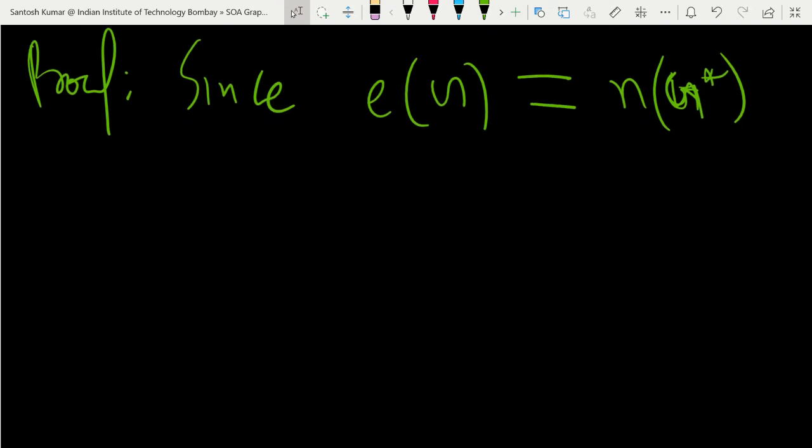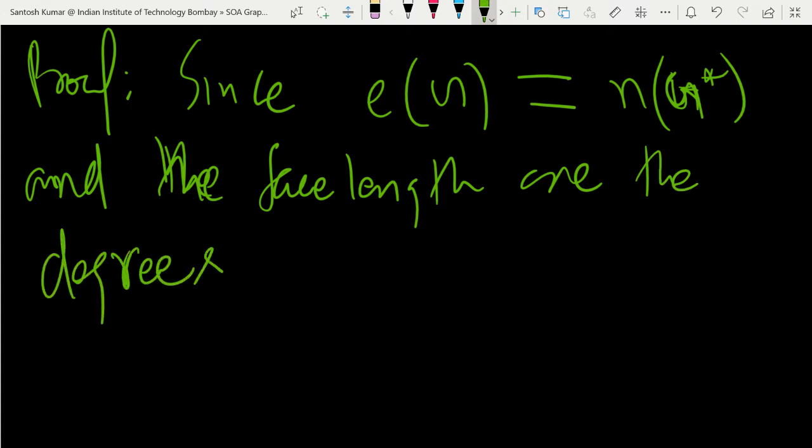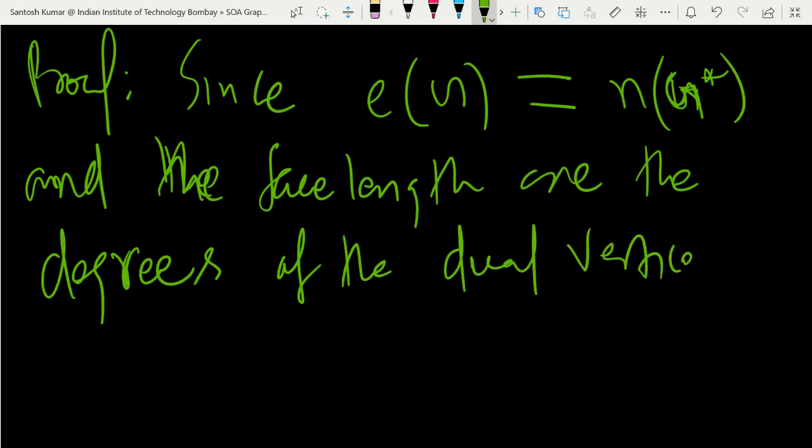And the face lengths are the degrees. So the face lengths are the degrees of the dual vertices.